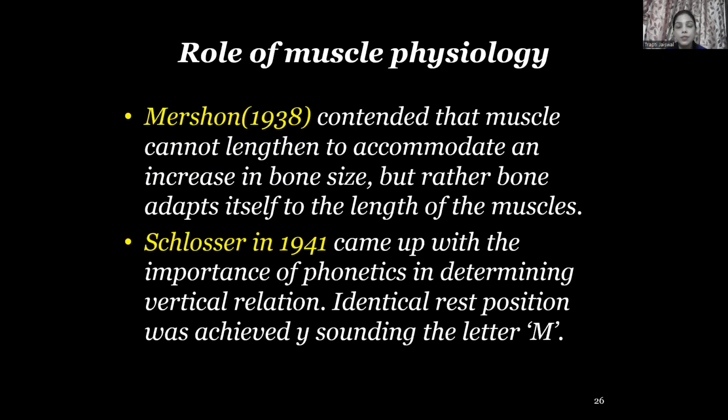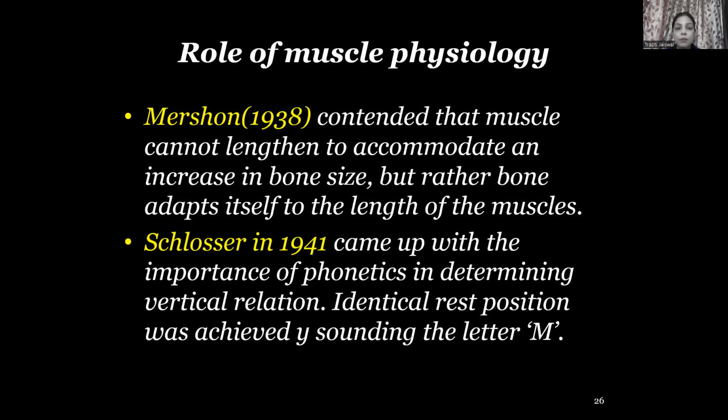What is the role of muscle physiology in this? Mershon contended that the muscle cannot lengthen to accommodate an increase in bone size, but rather the bone adapts itself to the length of the muscles. And Schlosser in 1941 came up with the importance of phonetics in determining the vertical relation. Identical rest position was achieved by sounding the letter M again and again. So they have given the role of muscle physiology in the determination of vertical dimension.